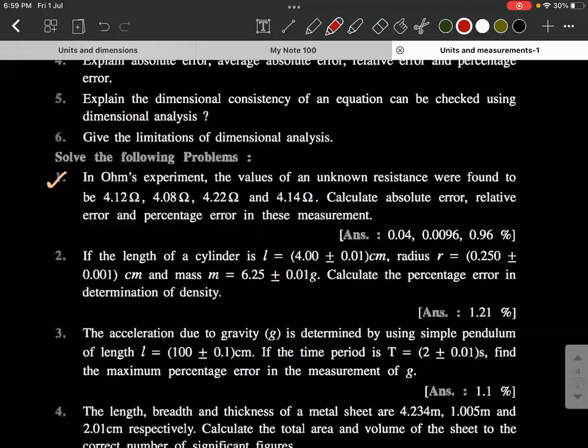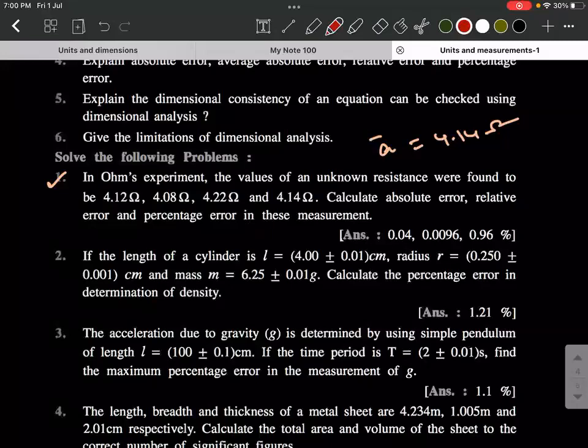16.56 is the total. 4.14. Is that what everyone is getting? Average value is 4.14 ohm. Is that right? Okay. Now you need to find the absolute errors.